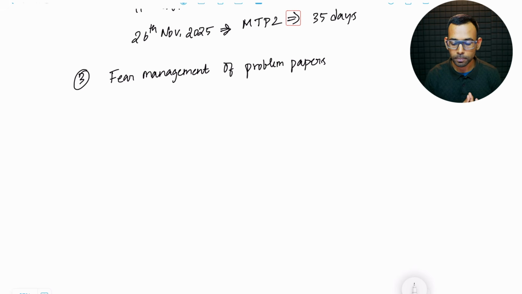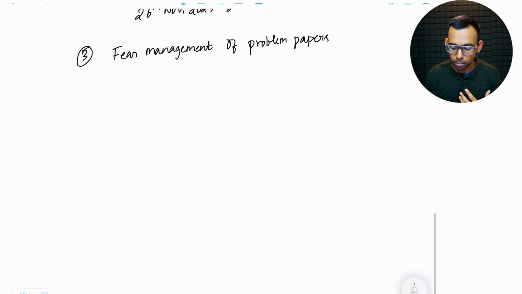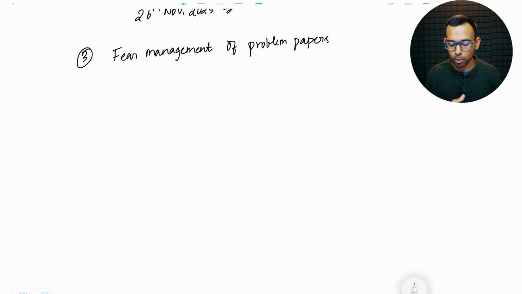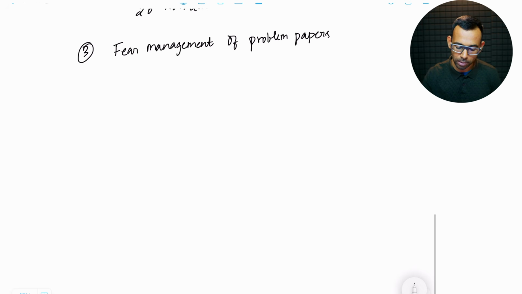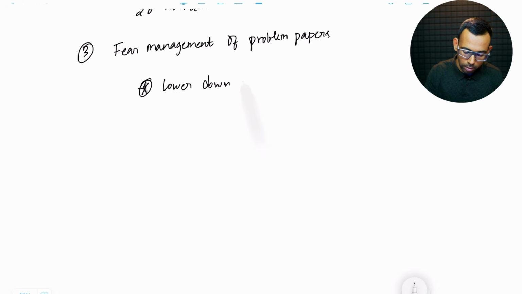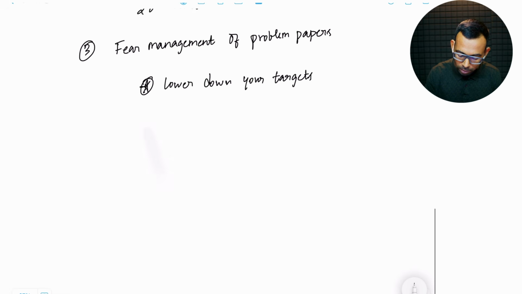The first thing is to remove the necessity to do the problem without referring to the solution, which means I'm asking you to lower your standards. I'm asking you to lower your targets, at least in the early stages. So the first point here is lower down your targets. Lower the bar. Go easy on yourself. So what is the actual takeaway here? The actual takeaway here is pick the chapter.